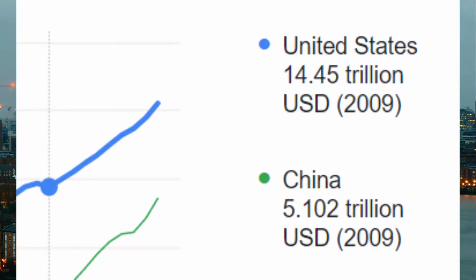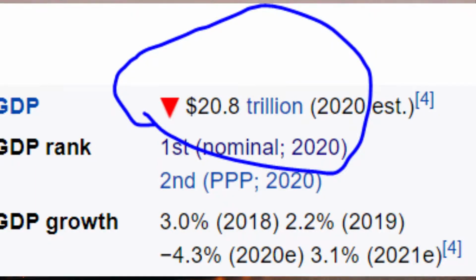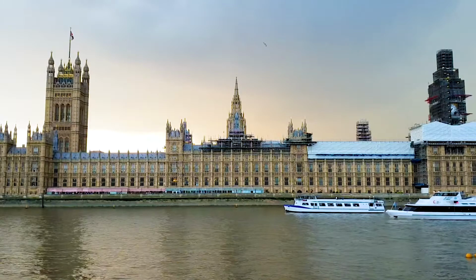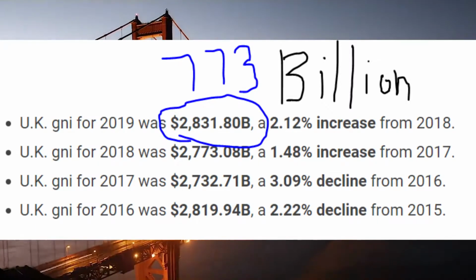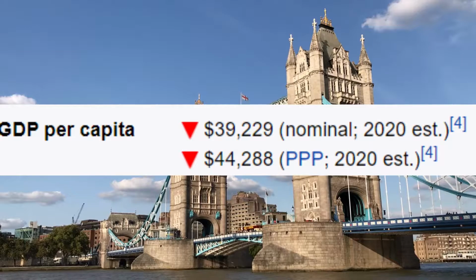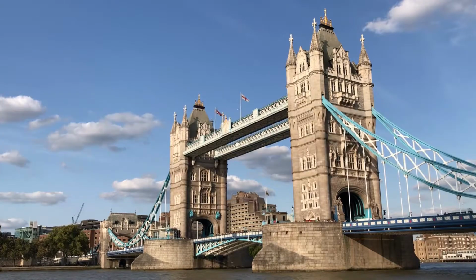But to be fair, the decrease of the value of the pound has had an effect on the UK GDP. And if we were to look at it in terms of purchasing power parity, the UK economy has grown by $773 billion since 2009. Now, what about the individual? The British make $39,229 in terms of GDP per capita and make $44,288 in terms of purchasing power parity. And the American makes $63,000 per capita in terms of GDP.